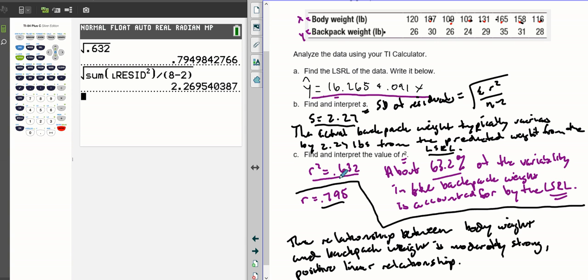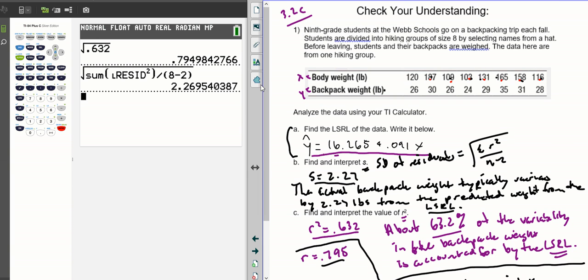R squared tells about the percent of variation, variability in the backpack weight, accounted for by the least squares regression line. And we also talked about how to find this least squares regression line and a lot of other cool stuff. Here's an example of going through there. Hope this helps you out, and also how to use a calculator.